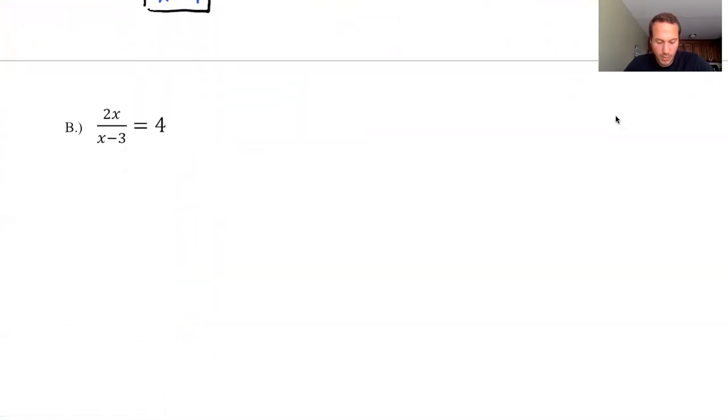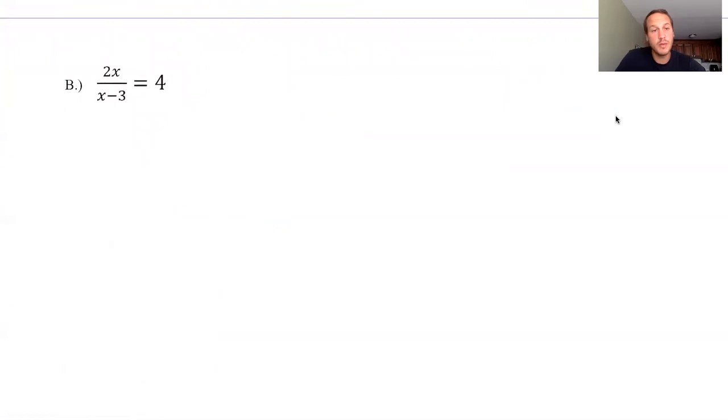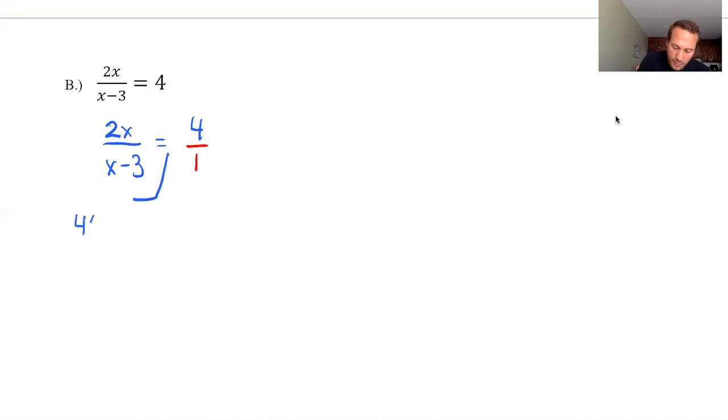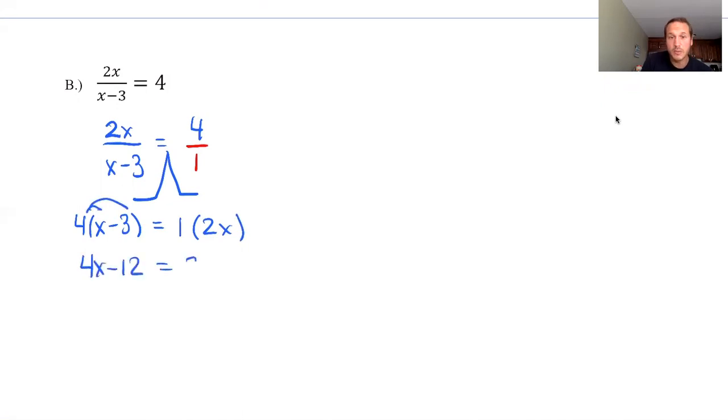Let's go on to B over here. We can try a couple of different things. This one looks a little bit simpler than the last one. So what I'm going to try to do in this one is just cross multiply. Cross multiplying is something that you guys have been doing for super long. So in this problem, I've got 2x over x minus 3 is equal to 4. And I'm going to put this 4 over 1. The reason I should do that is just so that it makes my life easier when I come to cross multiplying. I'm going to be left with 4 times x minus 3 is equal to 1 times 2x. If I distribute this, I'm left with 4x minus 12 is equal to 2x.